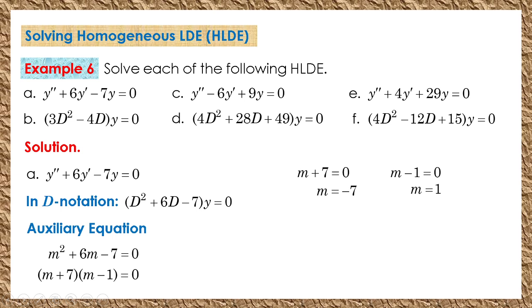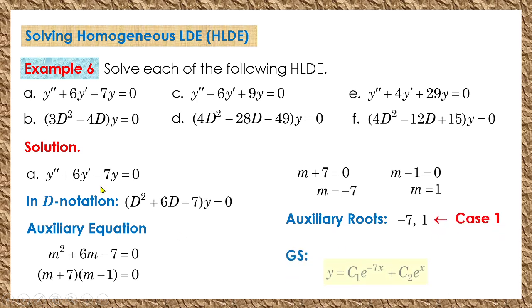What are they? Distinct, repeated, imaginary pair, repeated imaginary pair? Distinct. So, meaning case 1. Paano mag-form ng case 1 ng solution? Itong auxiliary roots, negative 7, 1. So, y therefore is equal to C sub 1 e to the negative 7x plus C sub 2 e to the x.